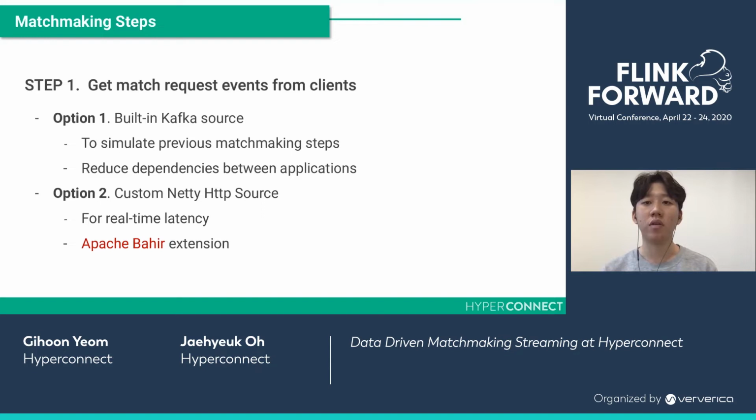Distributed message queues such as Kafka help ensure the stability of our streams and reduce dependencies between applications. Option 2 may be selected to improve response time closer to real time. At this time, we developed our custom HTTP server source referring to the net extension of the Apache Jaehyeok project.